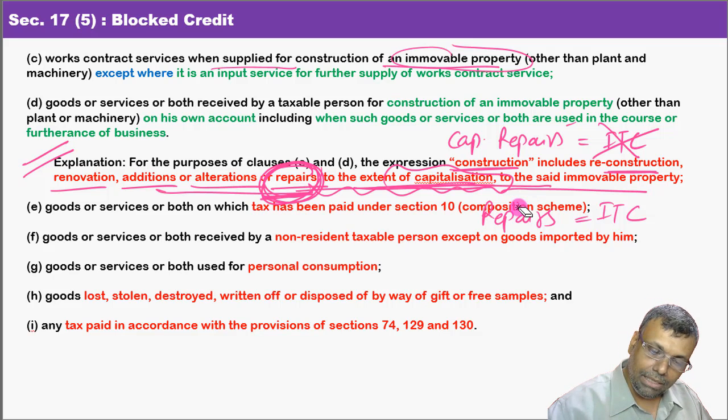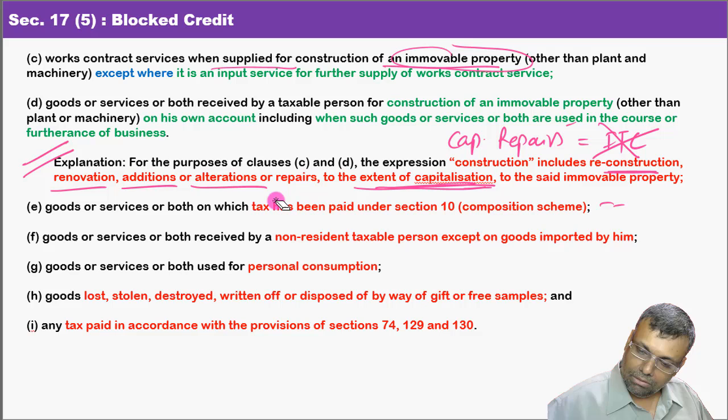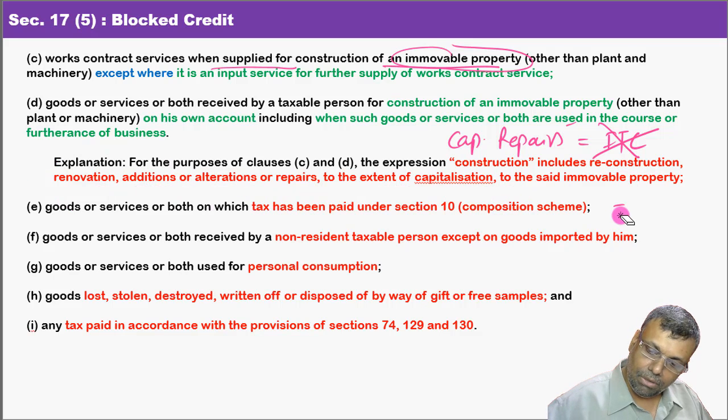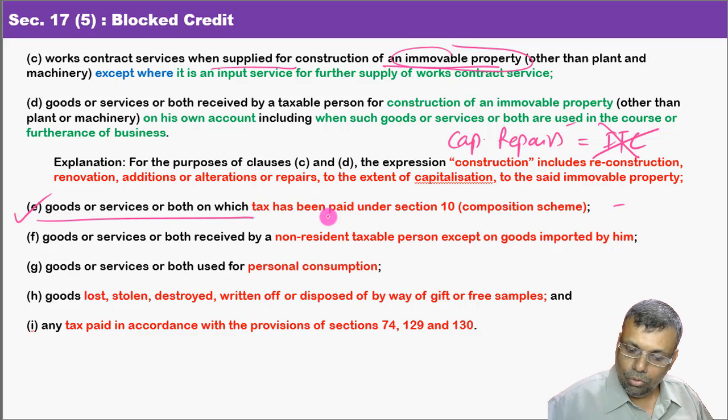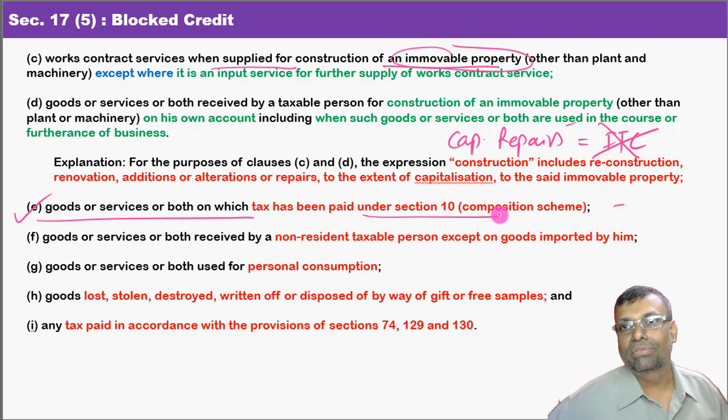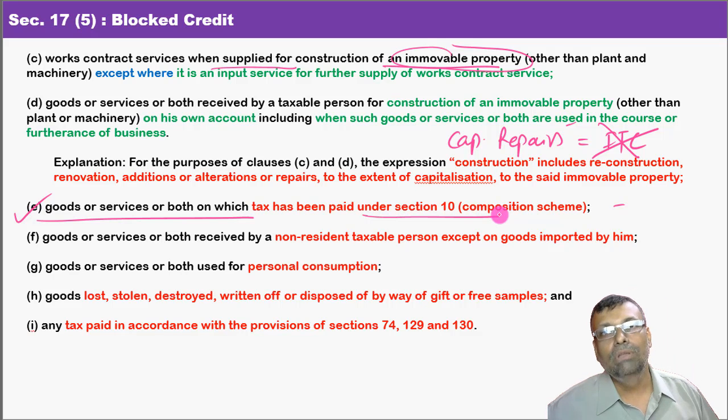Keep it in your back memory and always. Okay, now the further parts of the blocked credits. Now point number E, goods, services or both on which tax is paid under composition. In fact, the composition person cannot even issue an invoice. So without an invoice, you cannot take the input tax credit also.